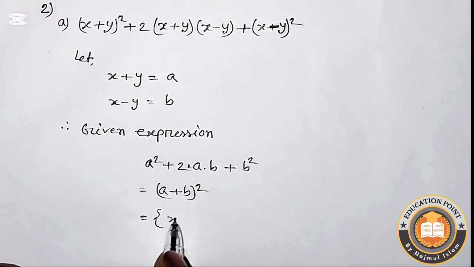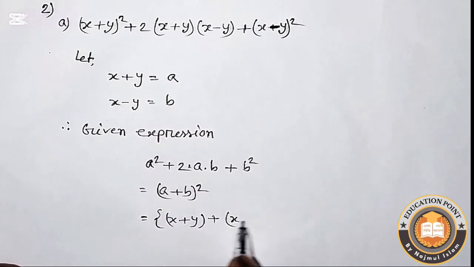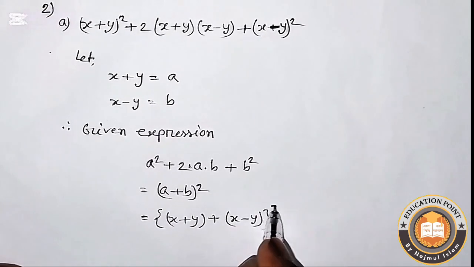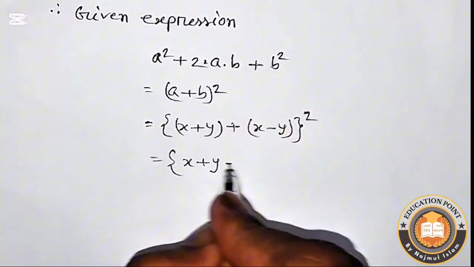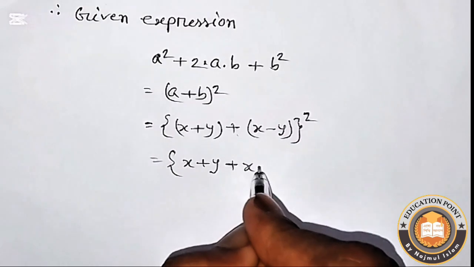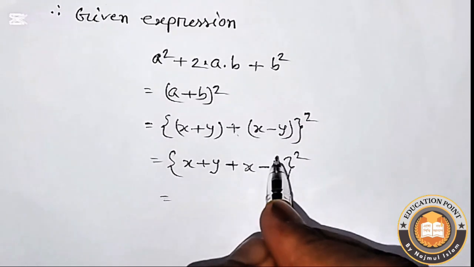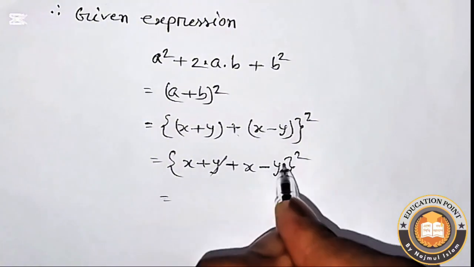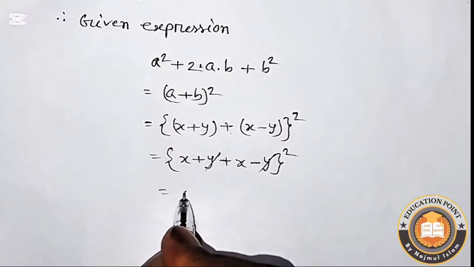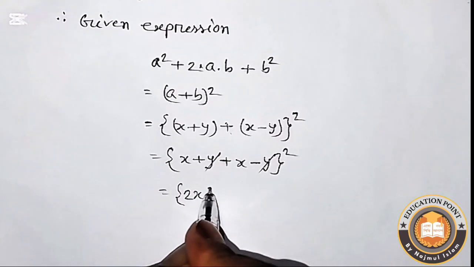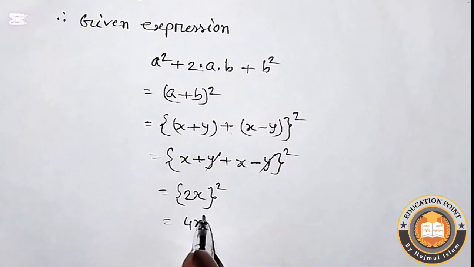Here A means x plus y plus B means x minus y, then whole square. x plus y plus x minus y whole square, plus y minus y equals 0. Then addition value of x and x equal 2x whole square. Square value of 2 is 4 and x square.